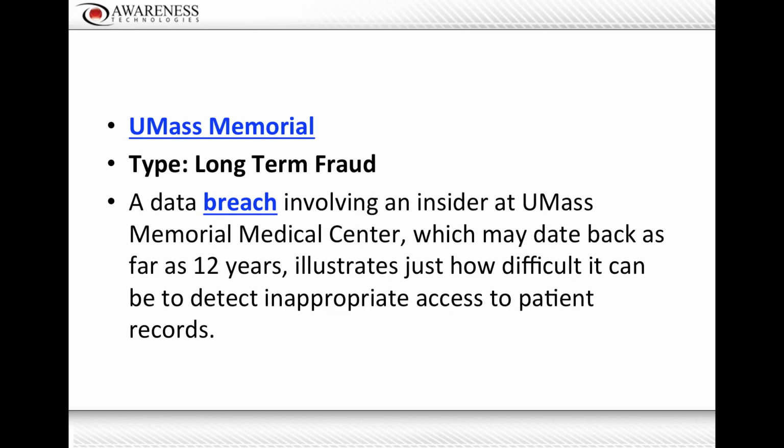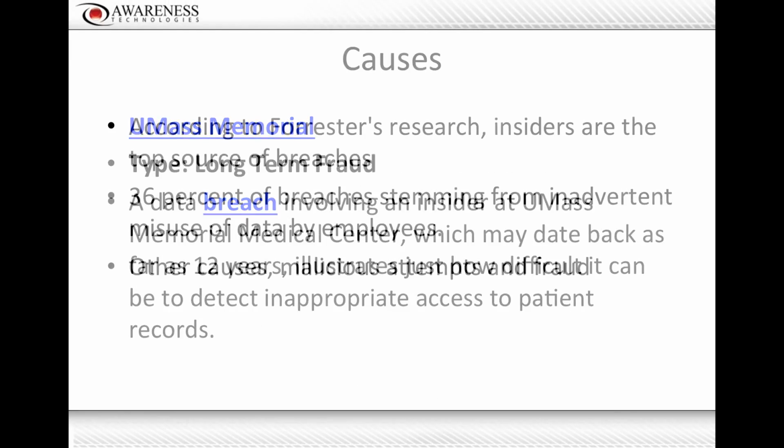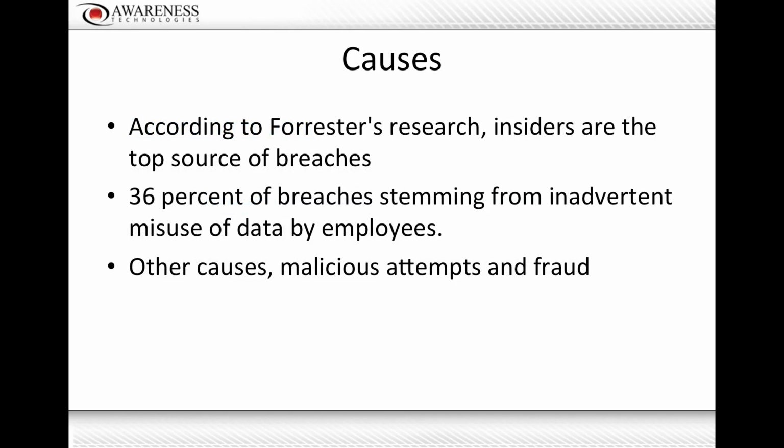This is a hospital, UMass Memorial. It was a long-term fraud. Basically, what happened was a data breach involving an insider at UMass Memorial, which could date back as far as 12 years. They were taking personal confidential information, and they were selling that. So the interesting part about this one compared to the other ones is the length of time that it took. This is a good example of if you're not monitoring somebody just because they seem like they have seniority, you don't realize that all of a sudden this person's been stealing information, potentially for a long time.